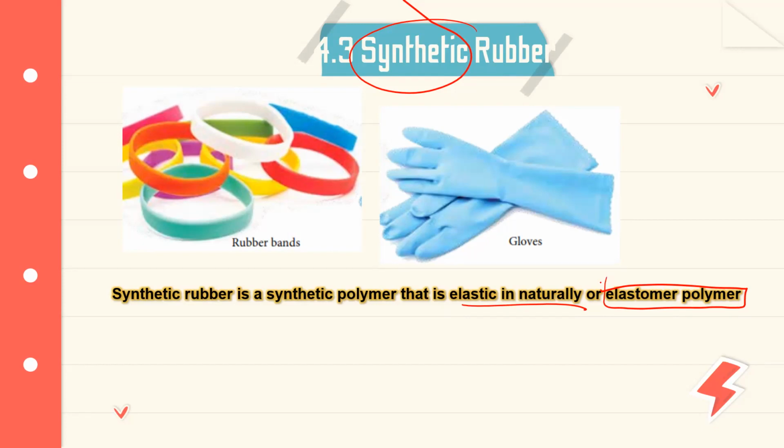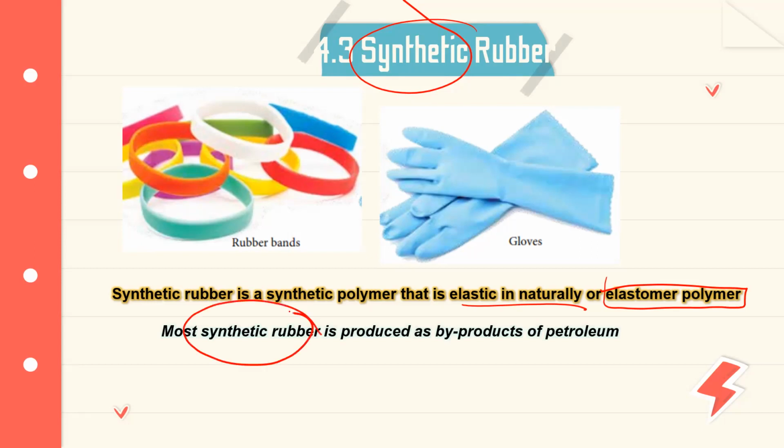It's okay. As I said, you cannot memorize everything. It's fine. So most of my synthetic rubbers, I cannot find them naturally. Impossible. They're a byproduct of petroleum.